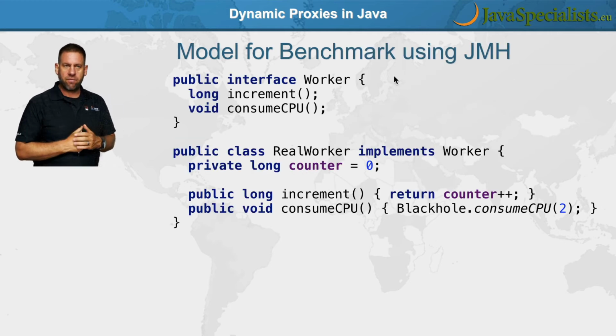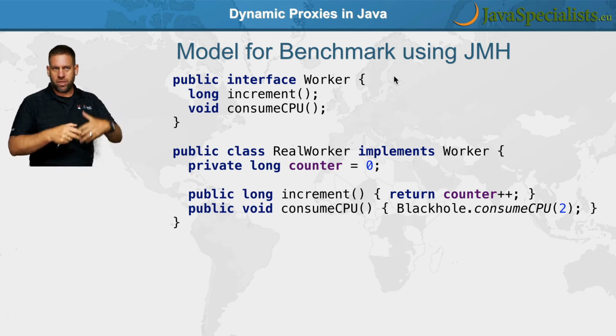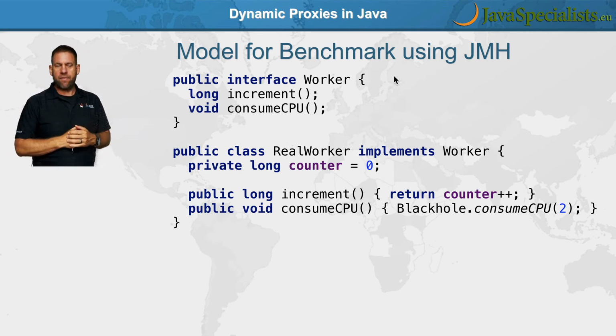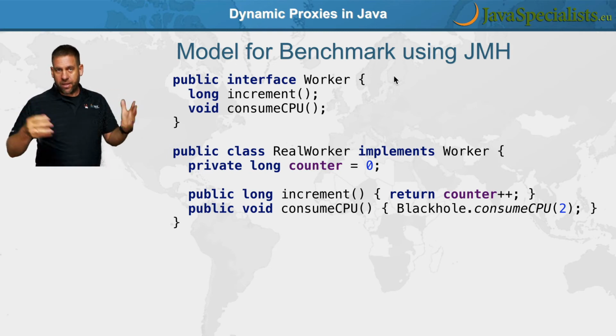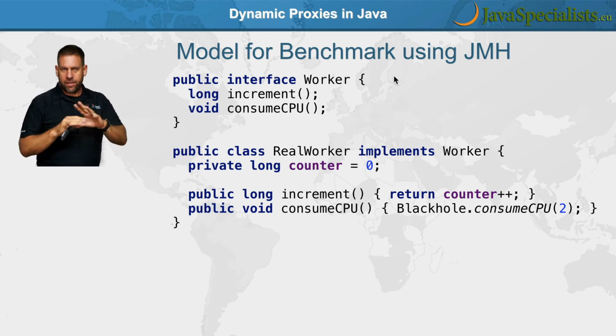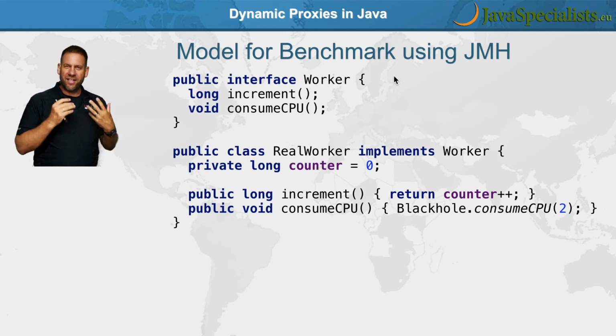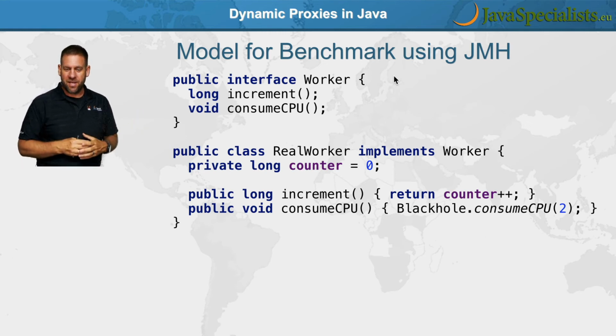Our benchmark is going to have two very simple methods: incrementing a long, and consumeCPU, which is just going to do Blackhole.consumeCPU(2). So it's very, very little work. The reason I do such little work is because the way we've done the dynamic proxies or the infrastructure code here, it's quite efficient. So if I'm doing any more work, we won't really be able to measure the difference between dynamic proxies and not using dynamic proxies. It's really fast, as we'll see in a moment.